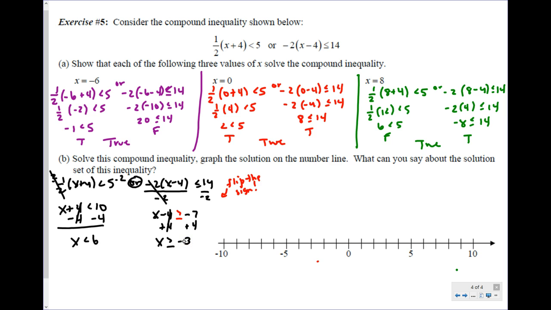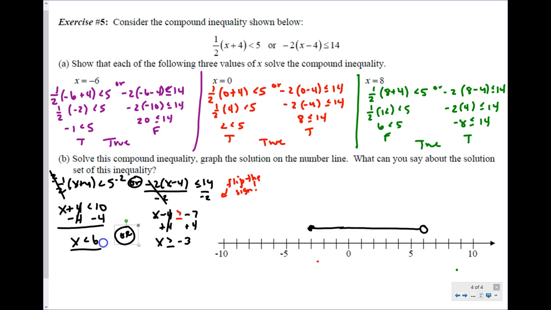Okay, now this is an OR statement, remember? So I can graph each of these separately. So I have x is less than 6, so I have an open circle here at 6. And then I have x is greater than or equal to -3. Now this is very strange, because now all of a sudden this OR statement turned into a what statement? It turned into an AND statement.